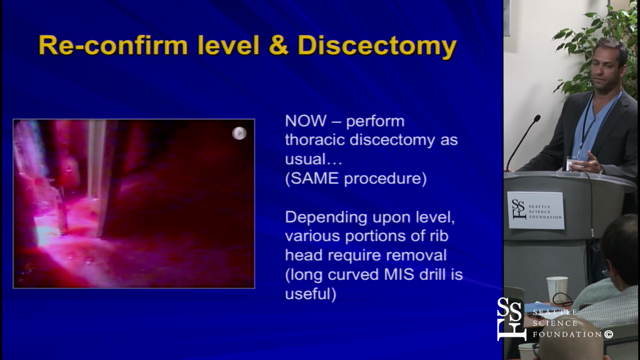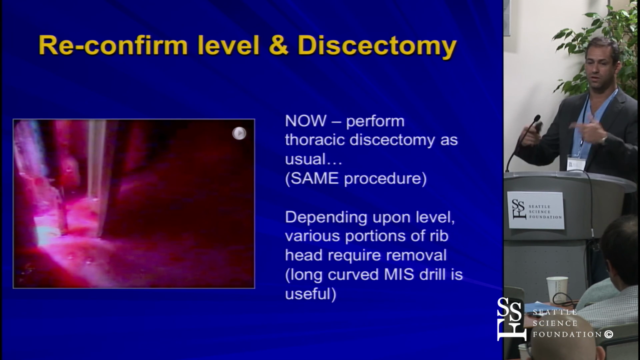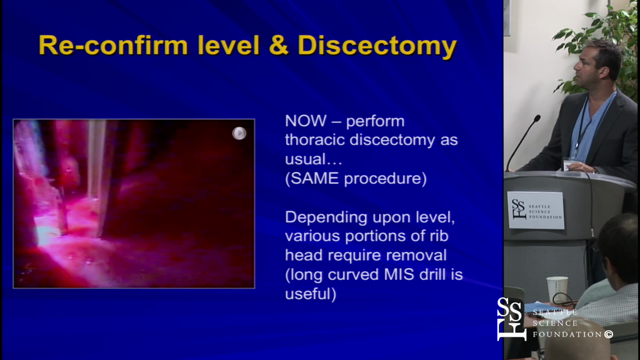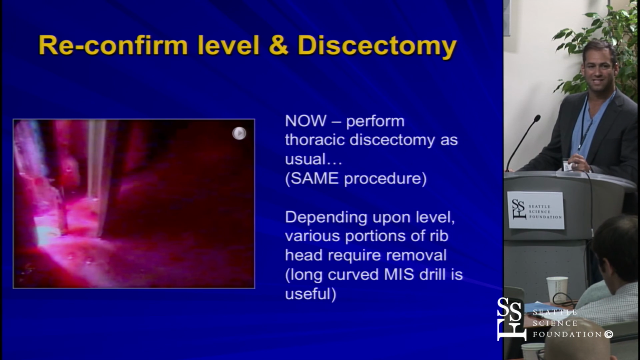But at this point, right, you've confirmed your level. Now it's a thoracic discectomy, whether you're looking through a tube, whether you've got a massive shark bite incision and you're looking open, whether you're using a thoracoscopy, now you're performing a very similar procedure. Depending on the level, various portions of the rib head are required for removal. The lower down, the less rib, the higher up, more rib. But the one mistake I think everyone makes is they don't remove the rib head, or they don't remove enough of it.